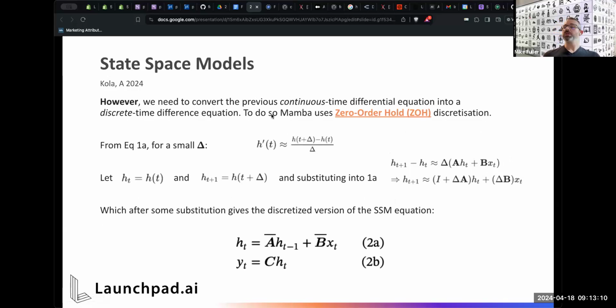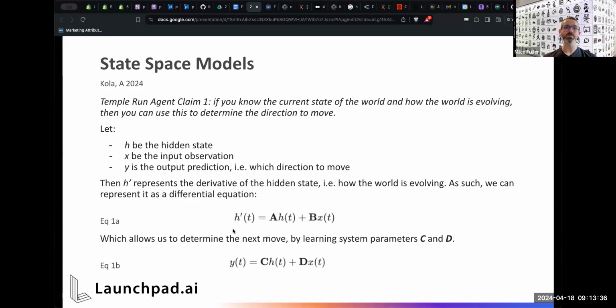However, in the previous slide, you saw the differential. Here we need to convert this continuous time differential equation into a discrete time difference equation. So Mamba uses something called zero order hold discretization, which is basically this set of equations, which gives you a discretized version of the previous state space model. If you can recall from back here, where you have parameters C and D and your input.